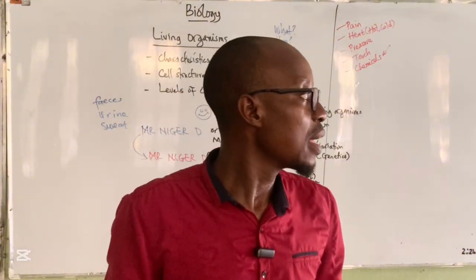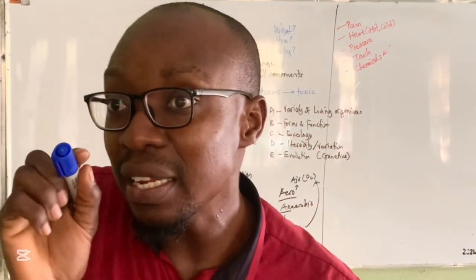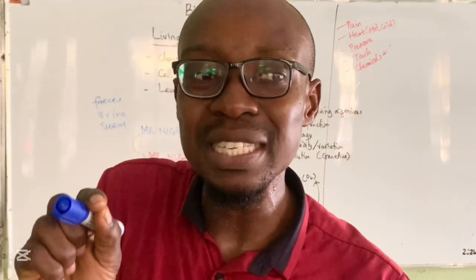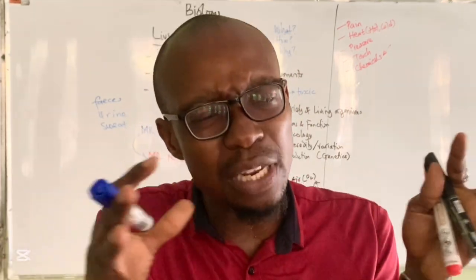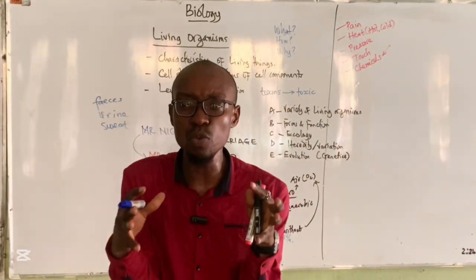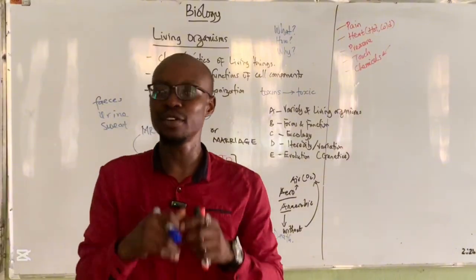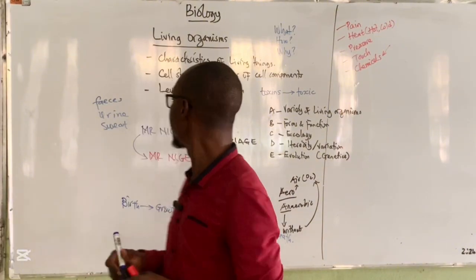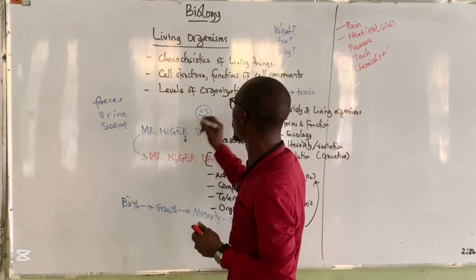That's one. Another good reason why waste products should be removed from the body is that the accumulation of these metabolic waste products in the body can lead to the death of the organism. All right? Now let's give attention to this one.